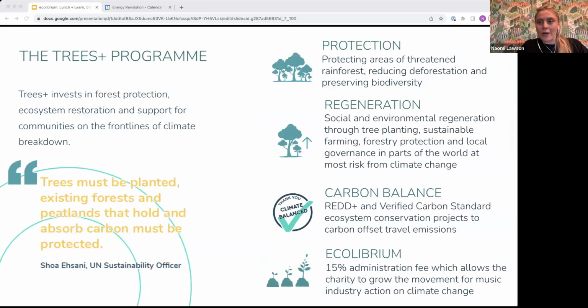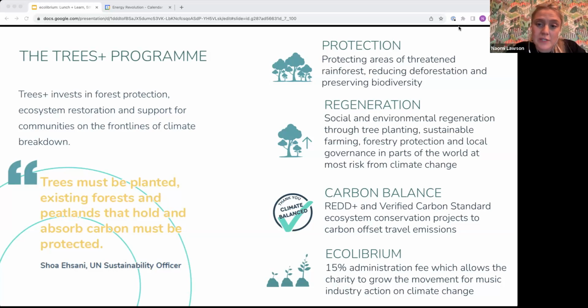So just to quickly let you know, Rainforest Trust is part of our Trees Plus program, but that program also comprises 3 initiatives that cover 3 fundamental pillars of environmental conservation. That includes protection, restoration, and people. And it also includes a verified carbon standard project for organizations that are working towards a net zero carbon target and need the carbon credits for reporting purposes.